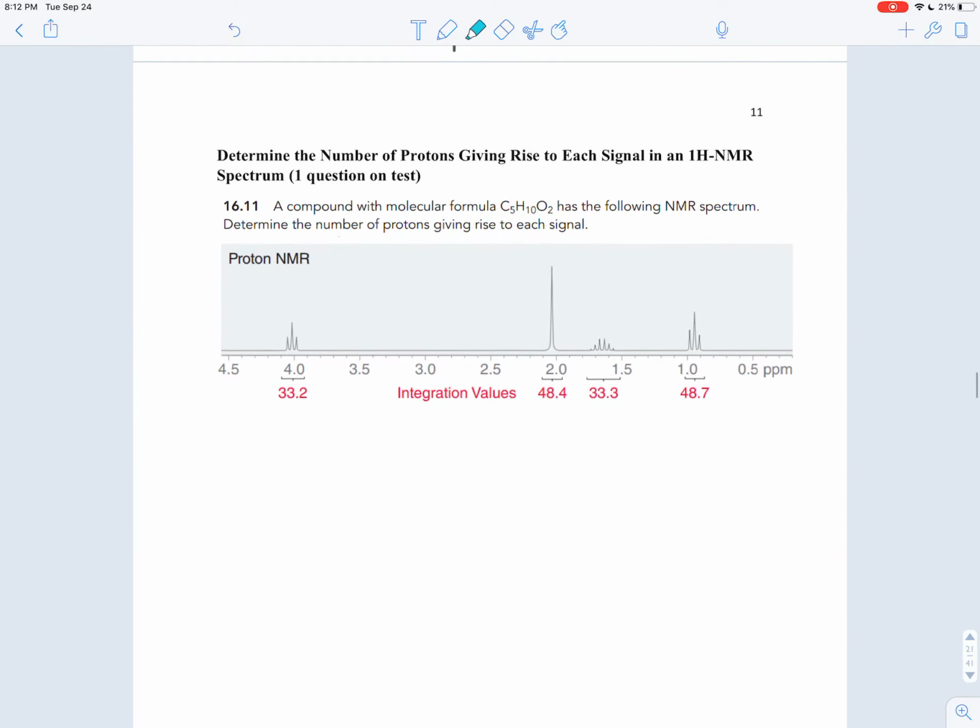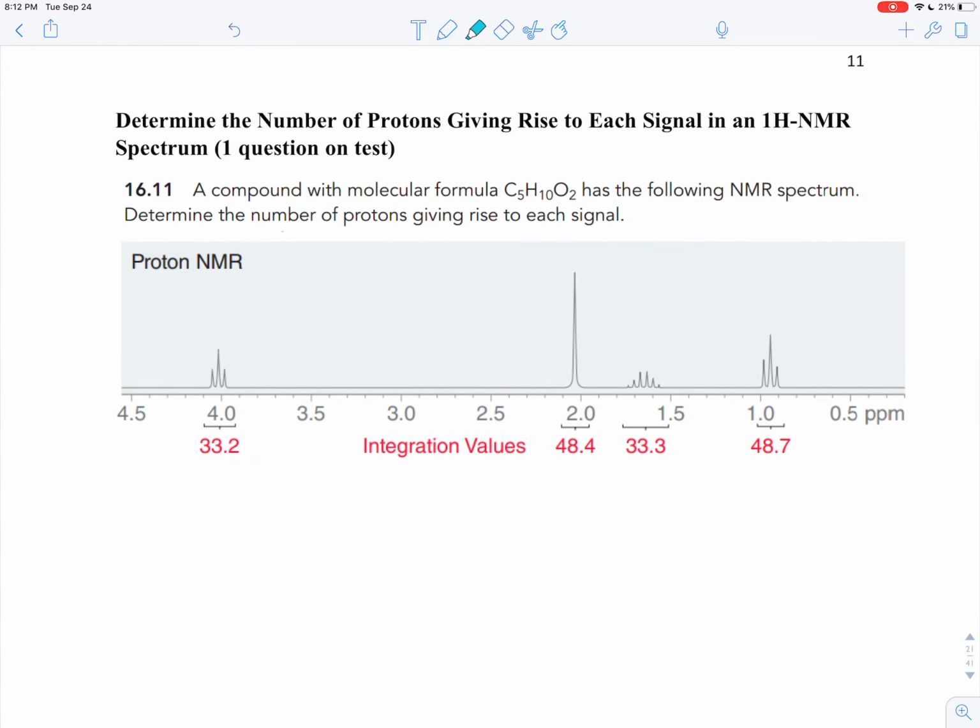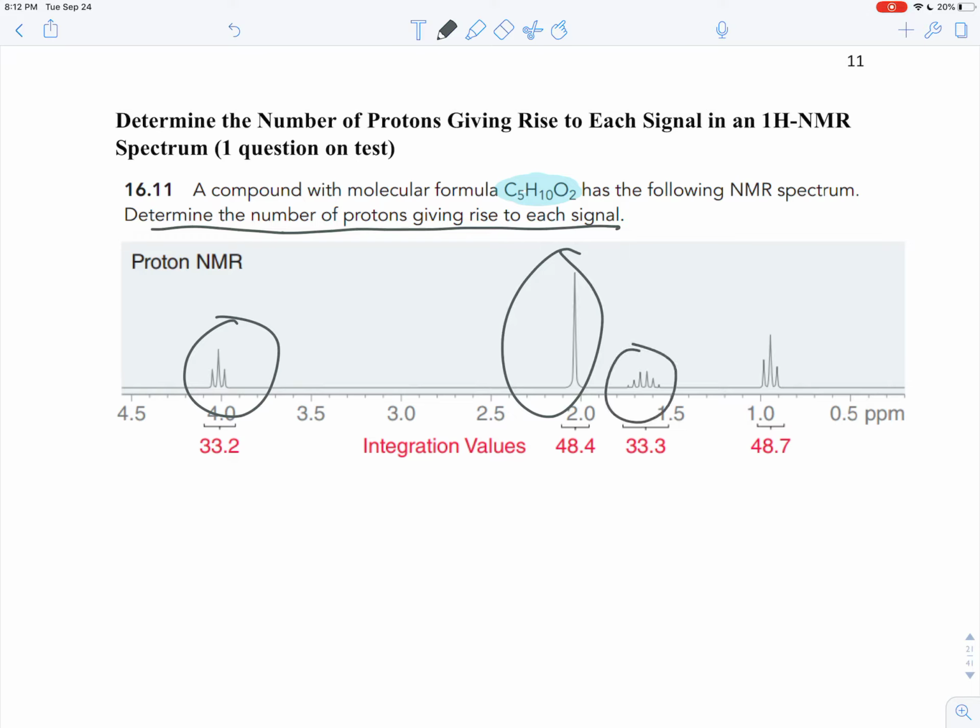And so what we do is they'll give you a spectrum, something like this, and they give you a molecular formula, and they ask you to determine the number of protons giving rise to each signal. So we have four signals here, 1, 2, 3, and 4, and each of those are representing a different electronic environment in this molecule. And we want to know how many hydrogens are in each of those environments. And so you take the area.